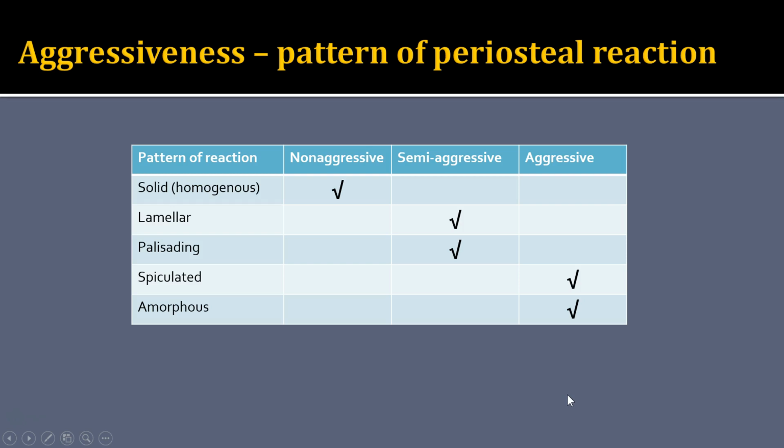We also can use our pattern of periosteal reaction to help us with aggressiveness of a lesion. When we look at that solid periosteal reaction, that is almost always non-aggressive. The lamellar and palisading we classified as a semi-aggressive pattern, and then our spiculated and amorphous, we should always consider those aggressive patterns. And again, aggressive can be both things like infection, fungal infection, and tumor.